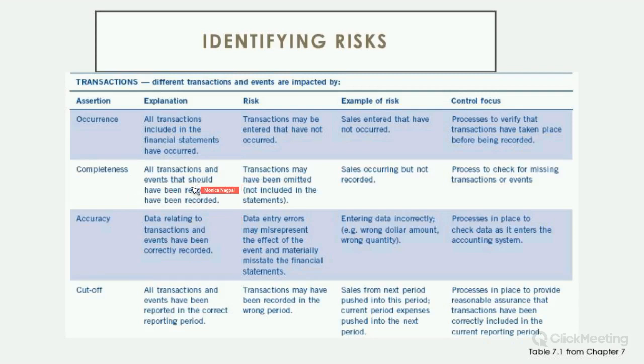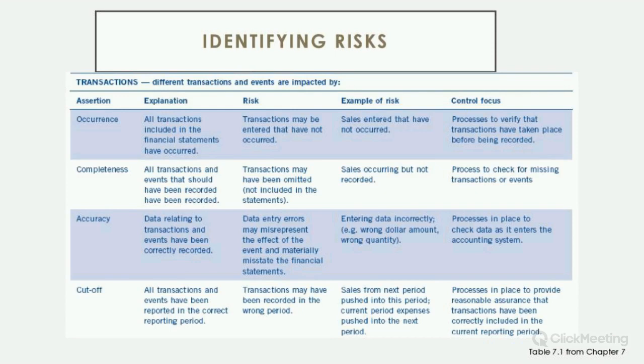Hence, the risk with this assertion is transactions may have been omitted. You have not recorded those expenses in those profit and loss statements. Example of another risk is sales occurring but not recorded. So a process to check for missing transactions or events should be a control measure put in place by the business. So I will suggest spend time on reading through what these assertions are made by the management, and then what could be the risks related to those assertions.